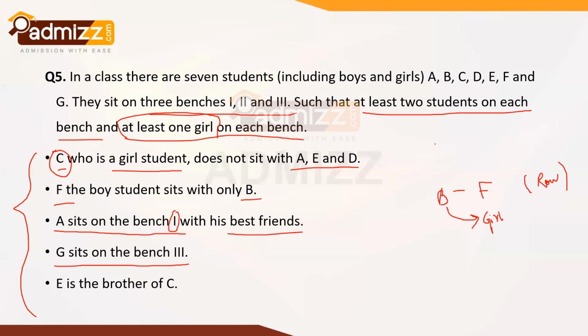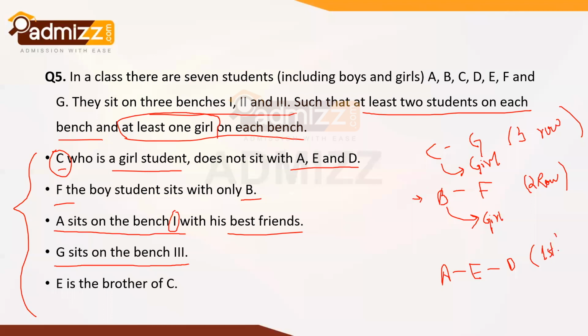So in the third row, C and G sit together, where C is the girl. This is the third row, and C and G sit together here. Now, this happens to be the second row, because A is in the first row and A is not here. So this is definitely B and F in the second row. Now A sits with his best friends in the first row. So A, E, and D happen to sit in the first row because they are the only ones left. And this is the first row.